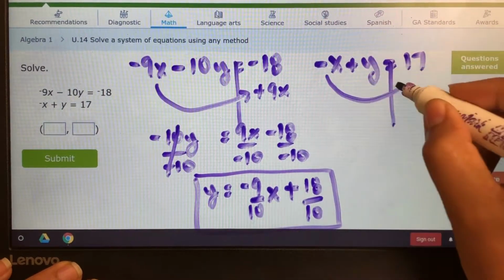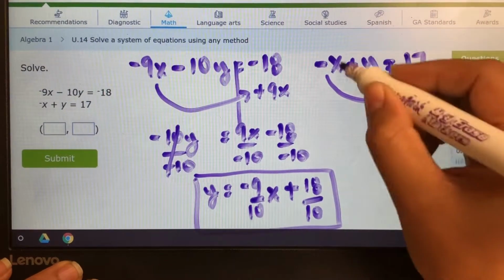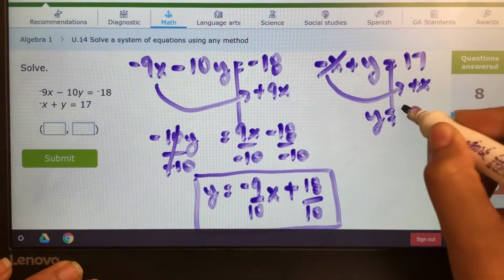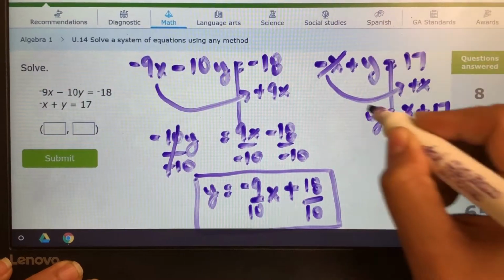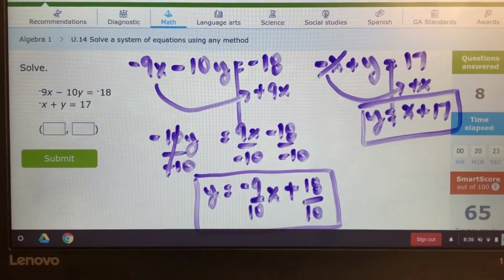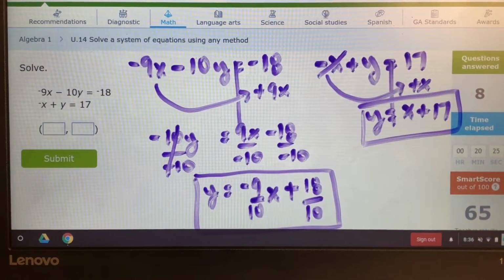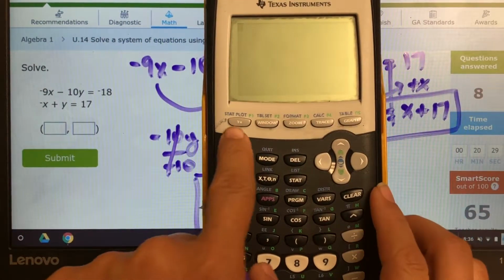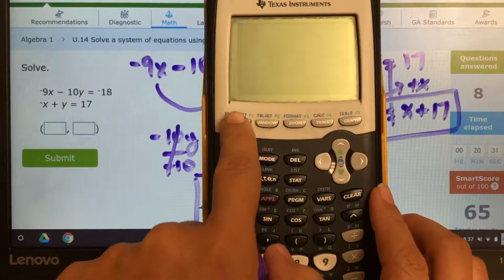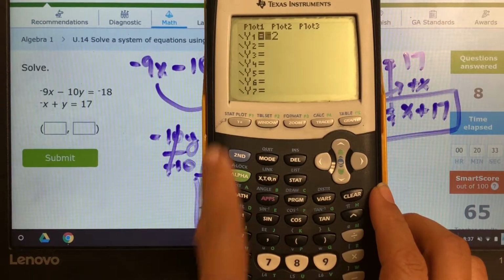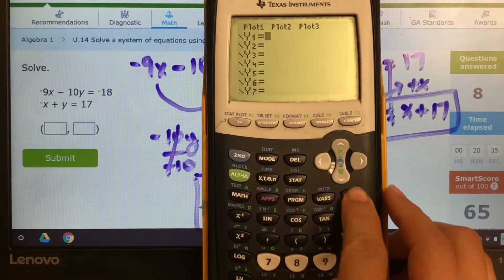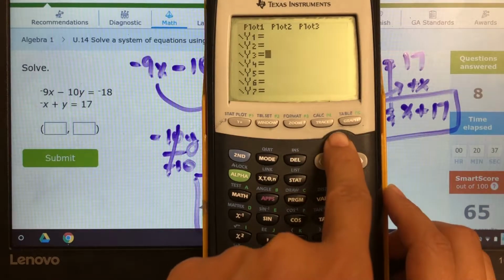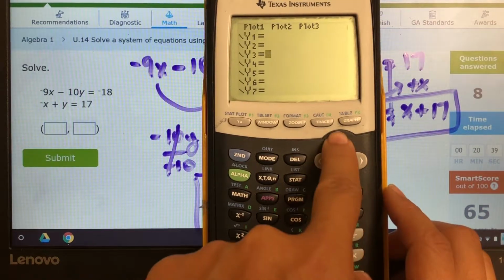So take the x to the other side. It's going to be plus x. That goes away. So we'll have y equals x plus 17. That's another equation. Okay. Once you have it y equals, so you have to have it y equals, you're going to come to your calculator. And you see where it says y equals on the top left, you're going to press that. Y equals. If there's something there, just press clear. Okay. And you can press the down arrow if you need to clear somewhere else.